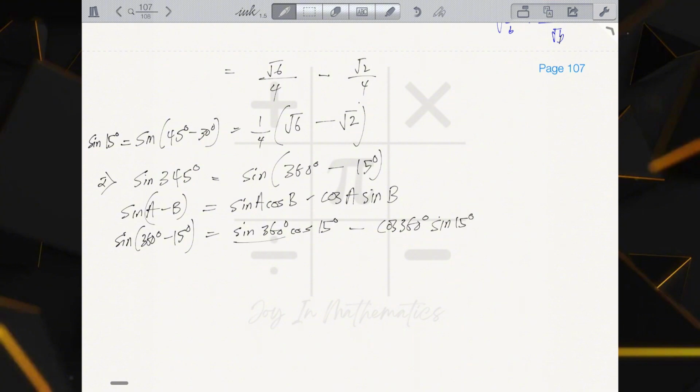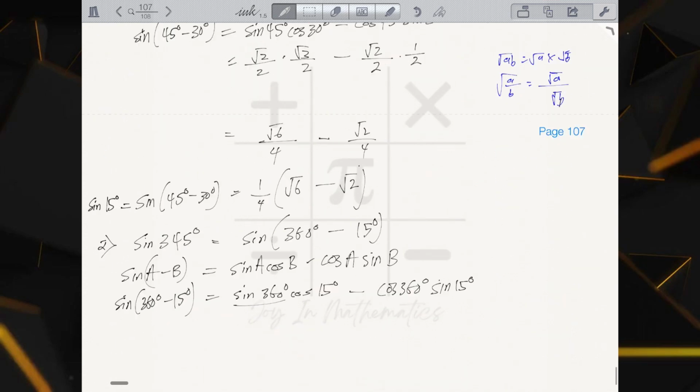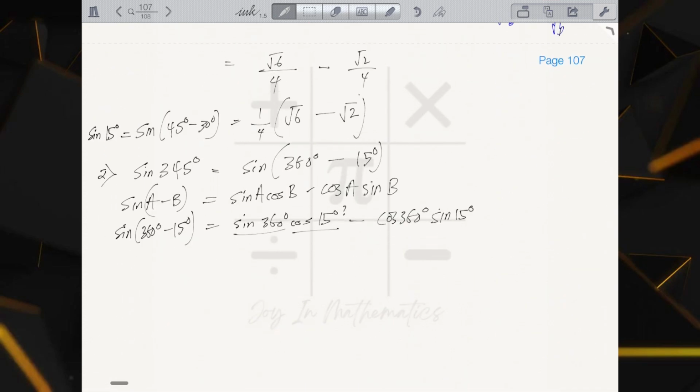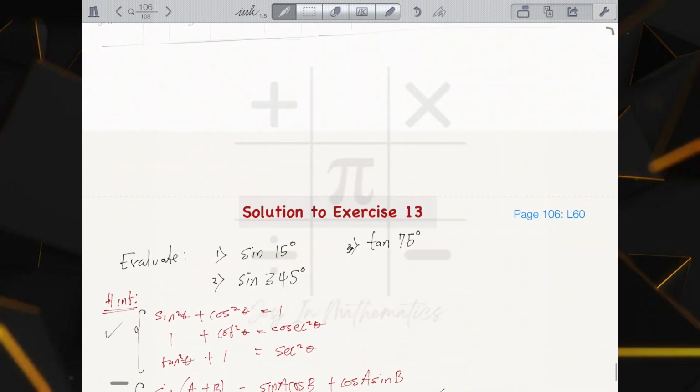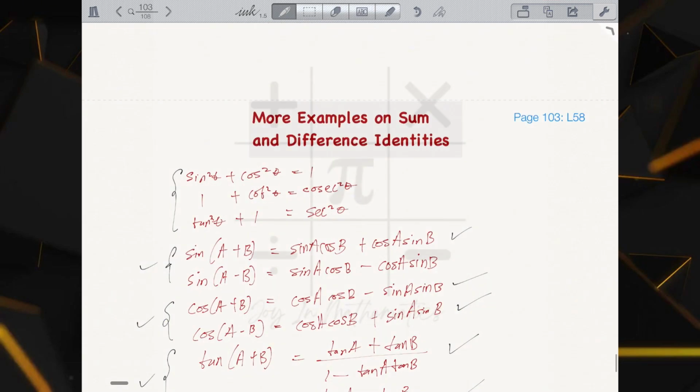Do we have sine 360 degrees on the table? Yes, it is equal to 0. Likewise, do we have cos 15 degrees? Let's look at our previous lessons where we were asked to evaluate sine 15 degrees or cosine 15 degrees.